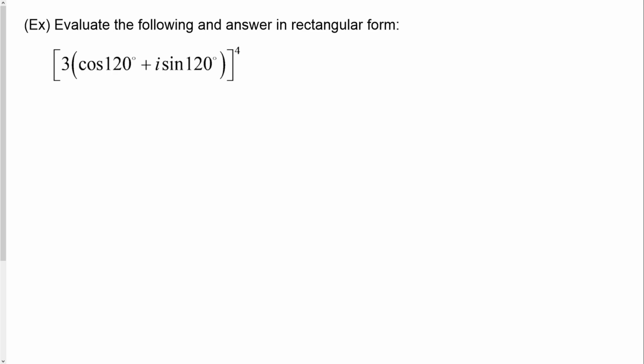All right, let's evaluate the following and answer in rectangular form. So if I have something that's already in trig form, because this is effectively 3 cis 120 degrees raised to the 4th power, then I take 3 to the 4th, which is 81, cis. Then I take 120 times 4, which is 480.